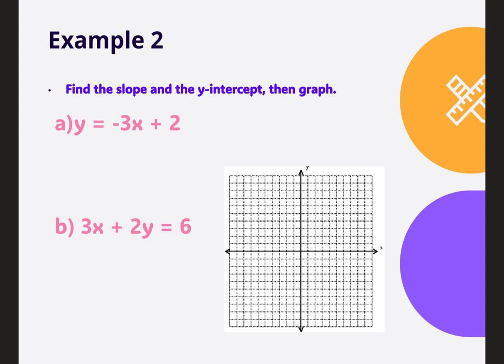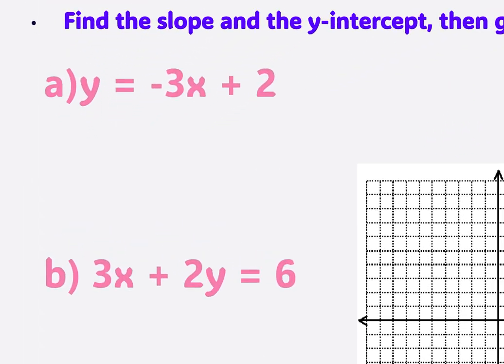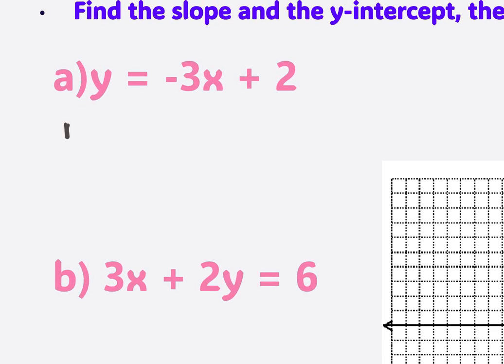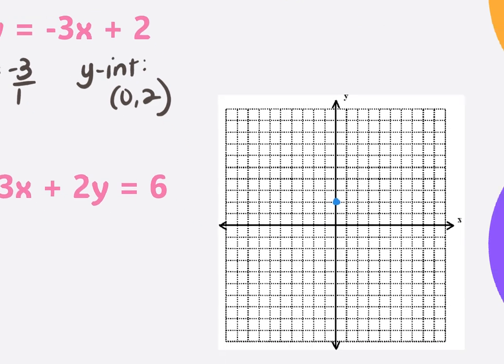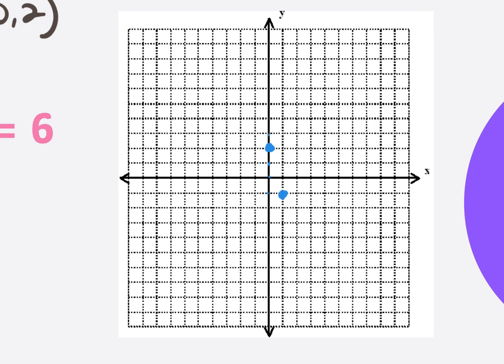Okay, example 2 says find the slope and the y-intercept and then graph it. A is already in slope-intercept form, right? So I don't really have to do anything except pull the information out of it. What's your slope? Negative 3. If I wanted to count the run, it's what? 1, because it would be negative 3 over 1. What's your y-intercept? 2. We put it in coordinate point form, so it's 0, 2. And then I go to my graph. I start at 0, 2, and I count my slope. Down 3 and to the right 1, or up 3 and to the left 1. You don't need both. 2 points make a line, but you could use either one.